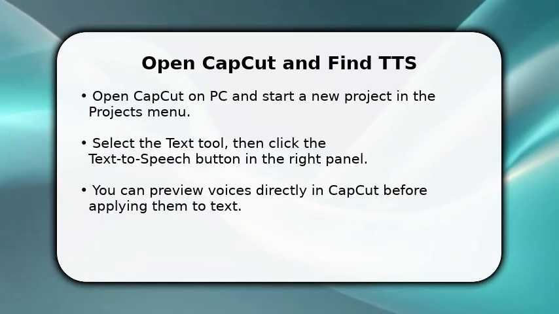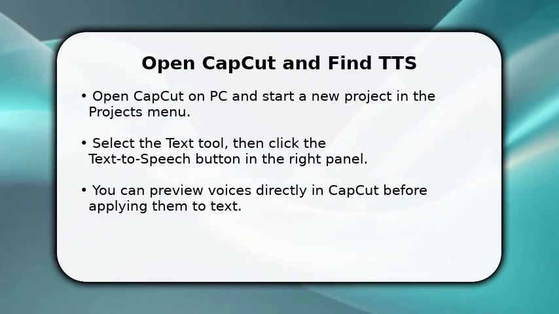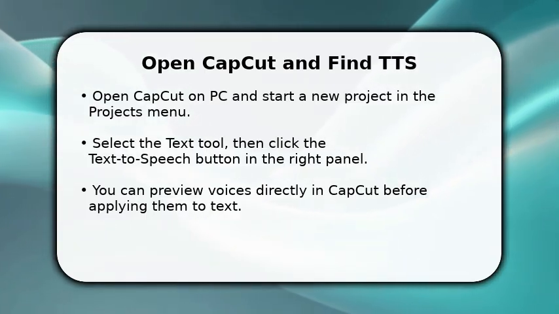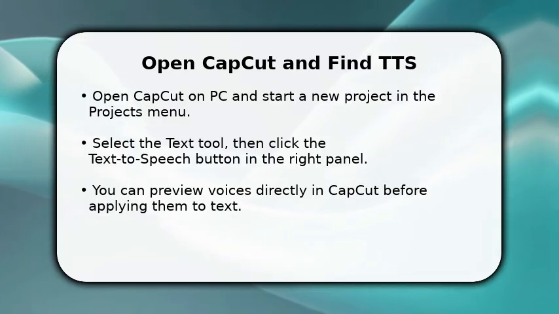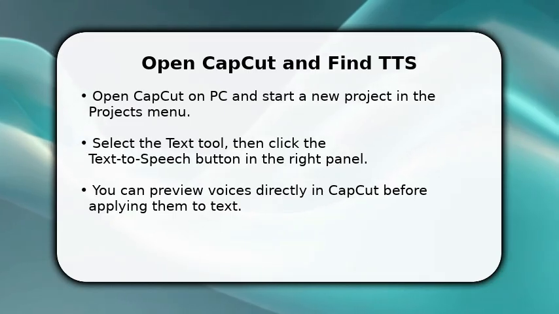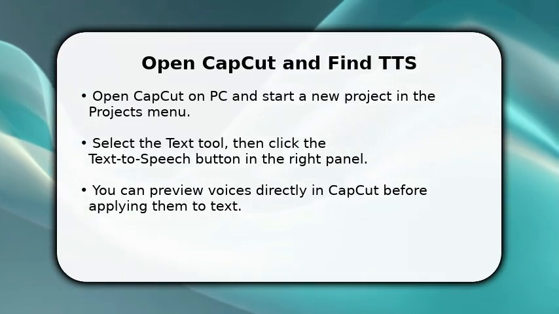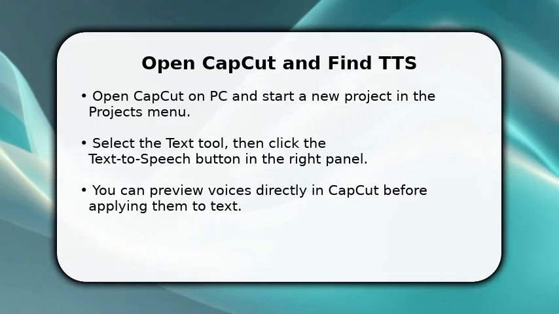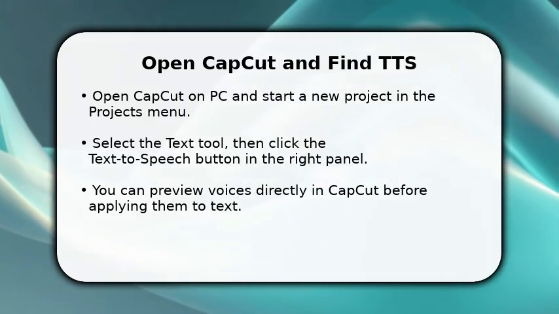Open Capcut on your PC and sign into your account if needed. Create a new project from the Projects menu and import your media files. Click the Text button in the left toolbar and add a text layer to the timeline. With the text selected, open the right-hand panel and locate the Text-to-Speech option under Audio.